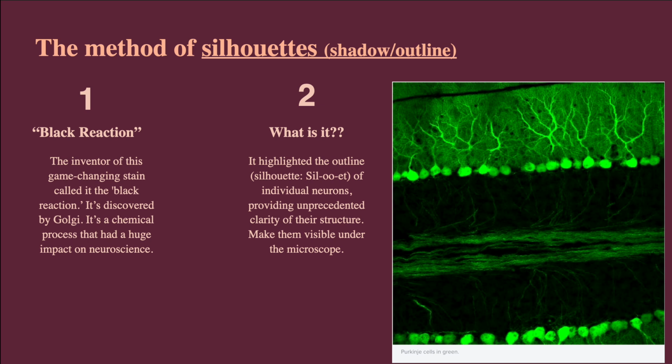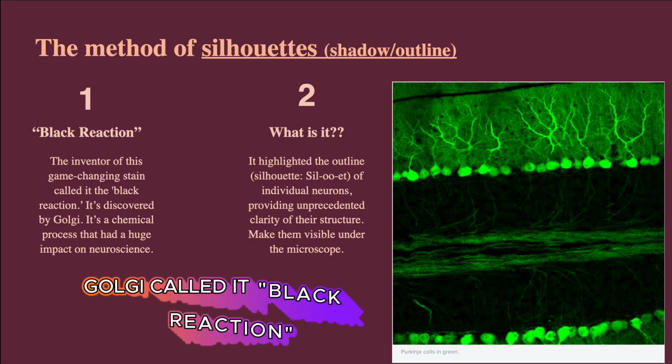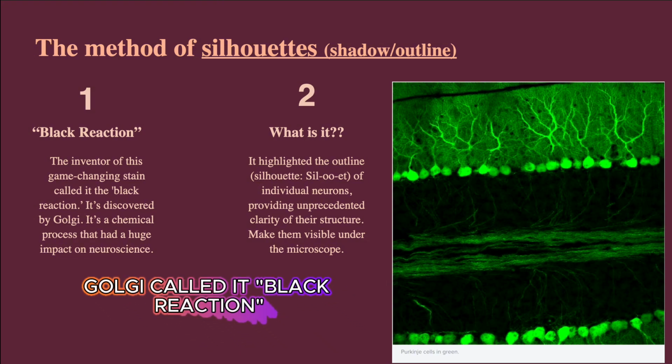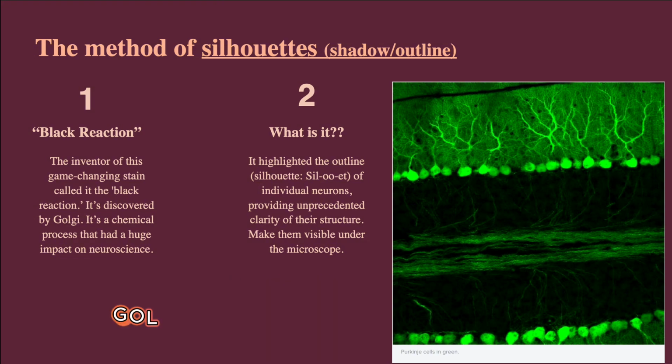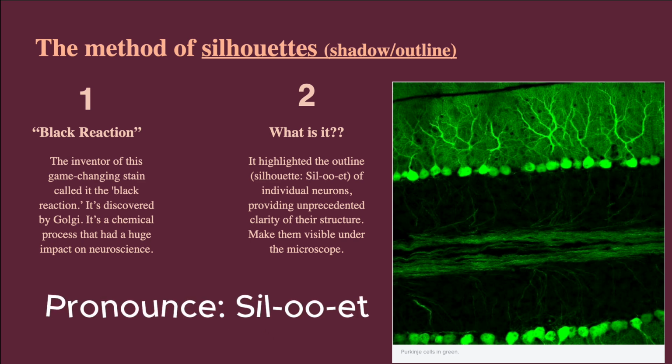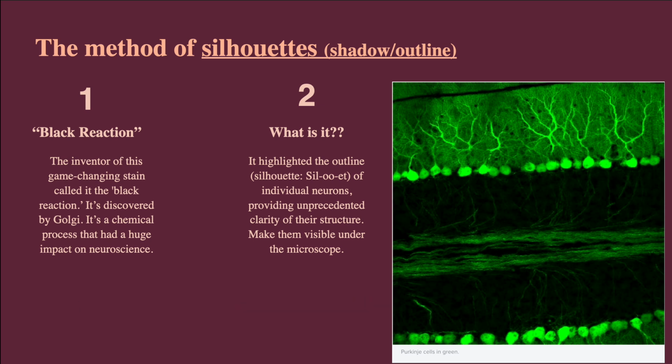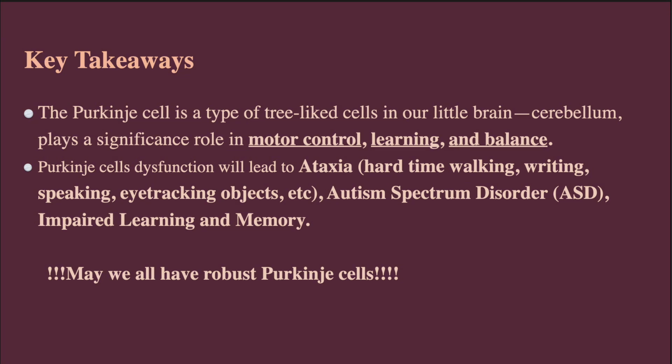Let's talk about the silhouette method. Silhouette means shadow outline. It was a technique used in neuroscience discovered by Golgi, and it is a chemical process that had a huge impact on neuroscience. That's why it's so important. It highlights the outline of the neuron, so it makes the neuron more visible and clearer to observe under the microscope. Let's review what we've learned about Purkinje cells so far.